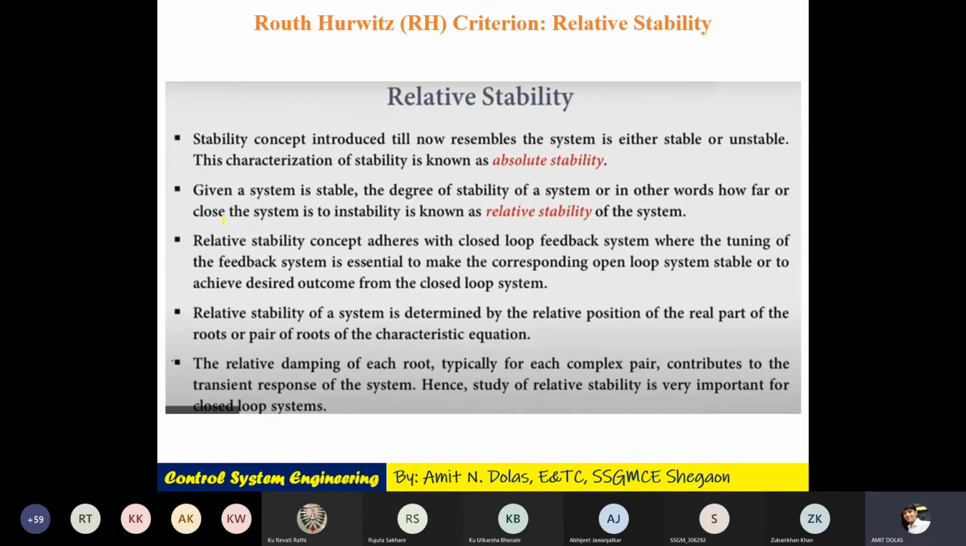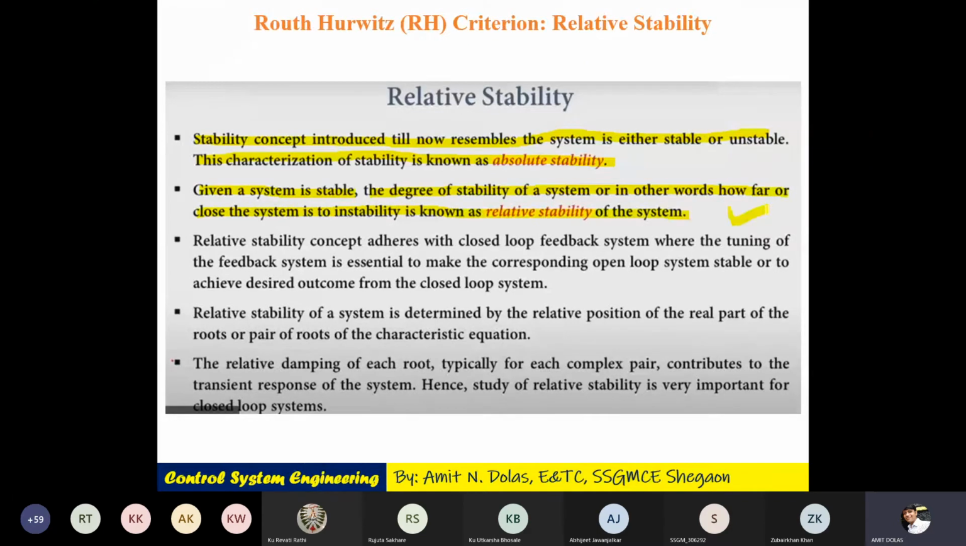Now, what is relative stability? The stability concept introduced till now resembles the system being either stable or unstable. This characterization of stability is known as absolute stability, which we have seen earlier. Given that a system is stable, the degree of stability of the system, in other words, how far or close the system is to instability, is known as the relative stability of the system.